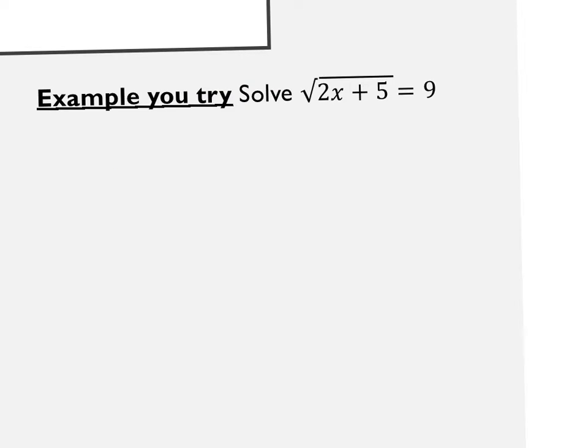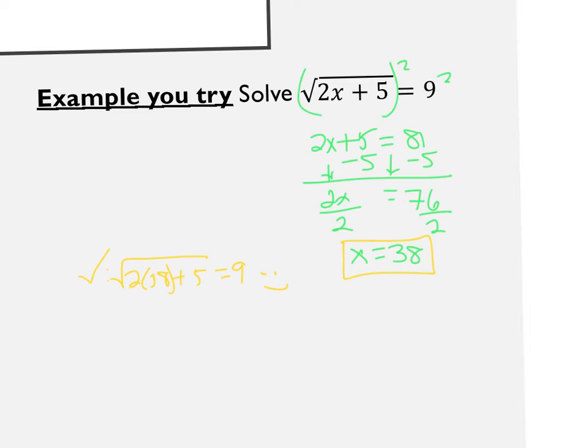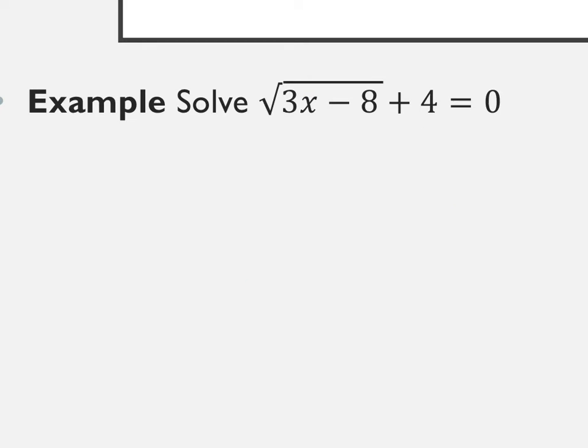I want you to take a minute or two and try the example you tried. Hopefully you found x to be 38, and when you replace the x with 38 and simplify with a calculator, it does end up equaling 9 on both sides. Okay, so let's do another problem.